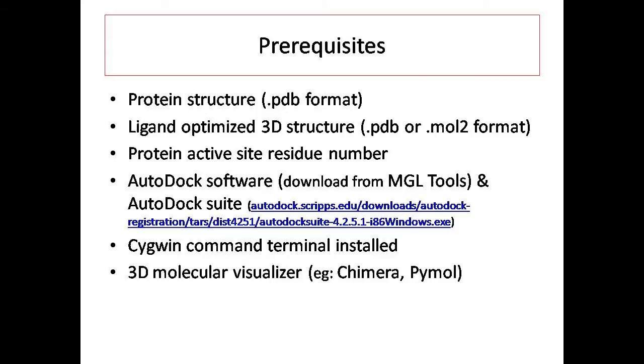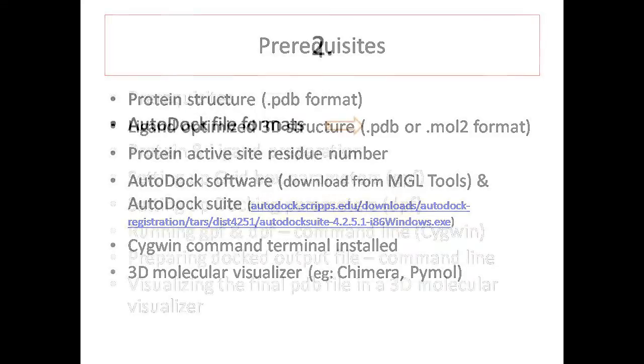Also, one should know the number of residues present in the active site of the protein. And secondly, AutoDock software and AutoDock Suite are required. AutoDock software can be downloaded from MGL Tools, and AutoDock Suite is required for command line operation. Then we'll also require the Cygwin command terminal and any 3D visualization tool.